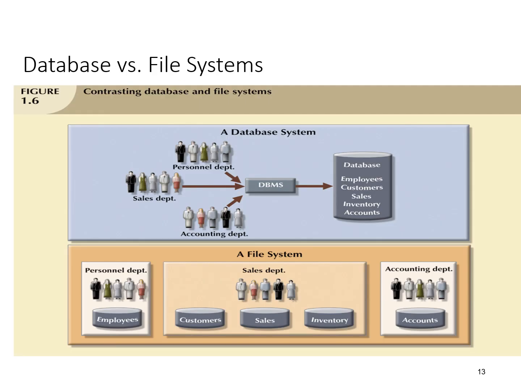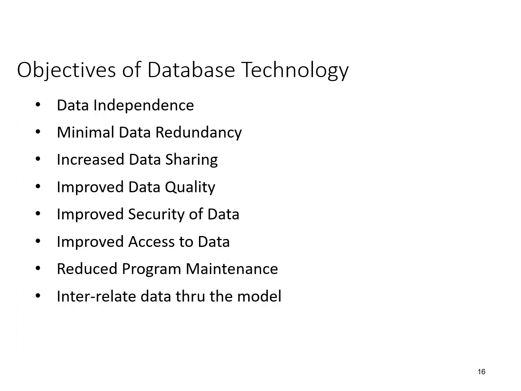Okay. And now moving over to why do we need a database? So we basically need a database so that we can actually avoid such kind of redundancies and eliminate the structural dependence and the data dependence. So the major objectives of any database technology are basically data independence, minimal data redundancy, sharing is made easy, quality is maintained, the security of the data is maintained, and we have better access to the data, less maintenance is required, and interrelated data through the model.